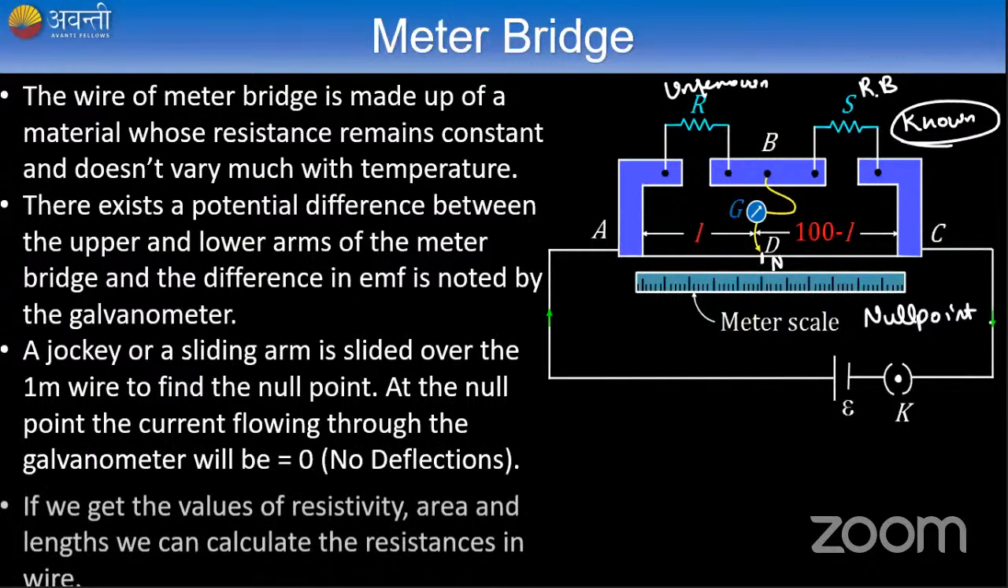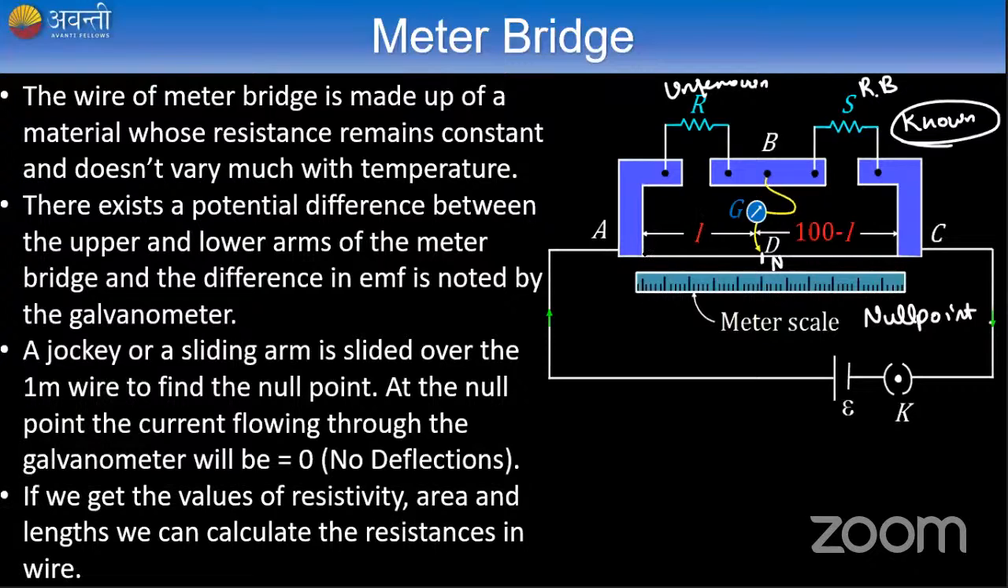Now, what to do with this null point? We know the length of this conductor from 0 to this point N. Let us call it L. Since this is a 100 centimeter wire, the remaining length is 100 minus L centimeters, right? Now, if we know the value of resistivity rho, the value of A, and the value of L, can we find the resistance of this wire? Guys, please reply. Can we find the resistance of the wire?